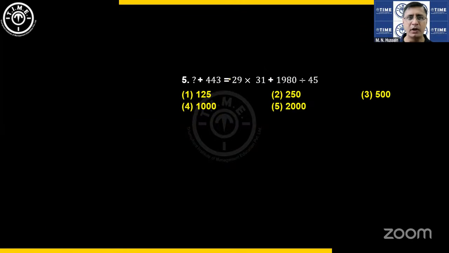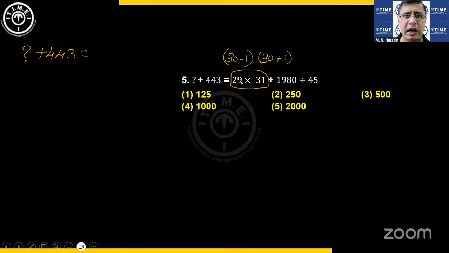Now look at the next example on your screen. Question number 5. Question mark plus 443 is equal to 29 into 31. 29 into 31 means 29, I am expressing it as 30 minus 1, and 31 as 30 plus 1. It is in the form of a minus b into a plus b, that is a square minus b square. A square means 30 square, b square means 1 square, means 900 minus 1. How much is it?